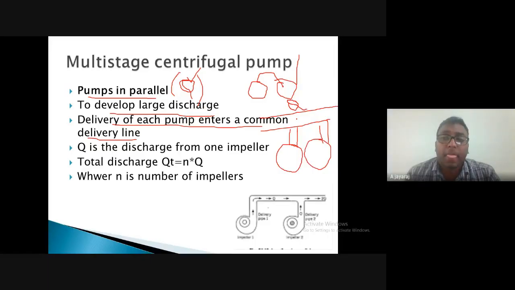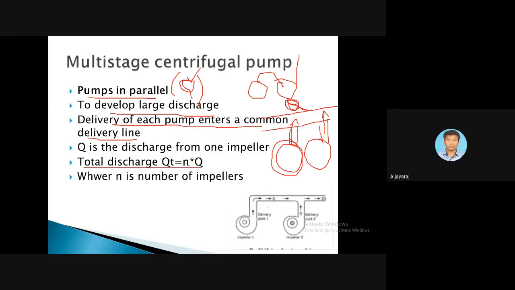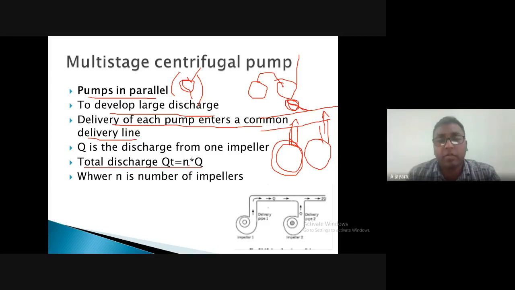The discharge is more, so discharge gets added up. So the discharge Q1 from this pump gets added up to the discharge of the second pump. The third pump's discharge also adds up, so the overall final flow will be more, whereas the pressure is the same. Pressure of all the impellers will be one and the same. The total discharge that is obtained, the total discharge Qt, is nothing but n times Q. n is the number of impellers.